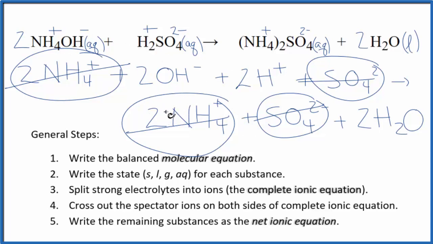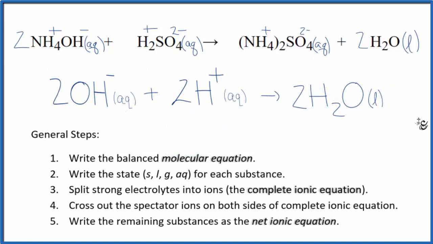I'll clean it up and write the states in. We'll have our net ionic equation. So this is our net ionic equation for ammonium hydroxide plus sulfuric acid. You note we have coefficients of 2, 2, and 2. We can reduce that down lower just to 1, 1, 1, but we don't write the 1 by convention.